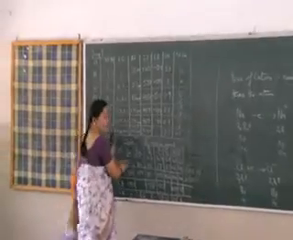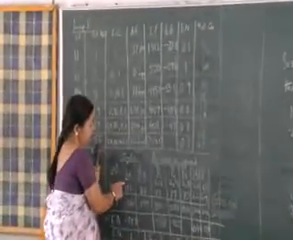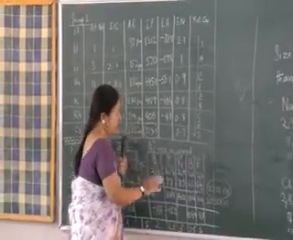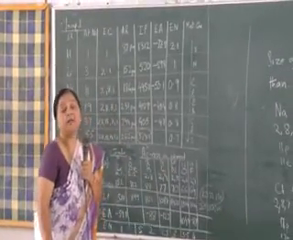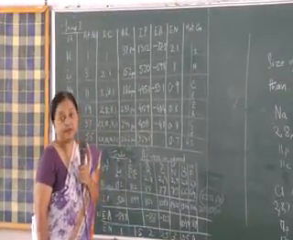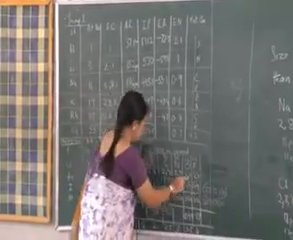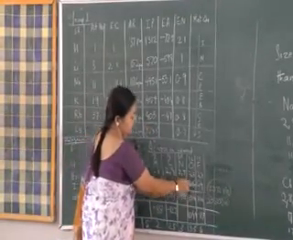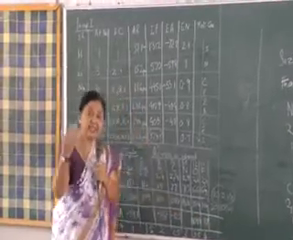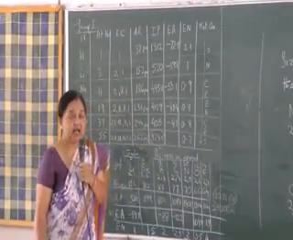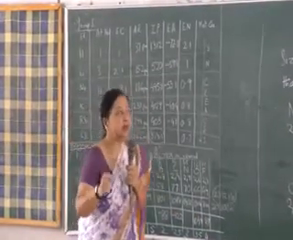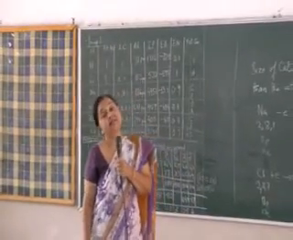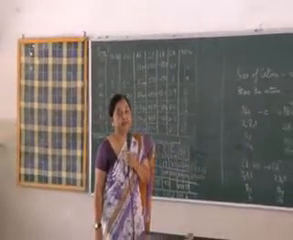So, what is the trend across a period? The size keeps on decreasing because shells are not added, but the nucleus is becoming powerful. So there is a decrease in size. You can see the size 152, then 112, 88, 77, 70, 64. Size decreases. And at the end, when we come to the inert gases, there is a slight relaxation in size. That is, the size increases a little.